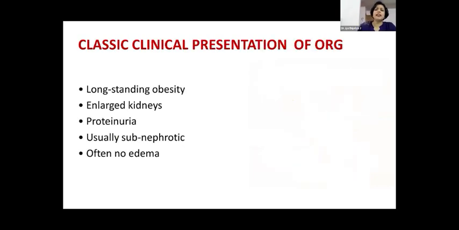So the classical clinical presentation of ORG includes a history of long-standing obesity, enlarged kidneys, and proteinuria, which is usually in the subnephrotic range, and often no edema.